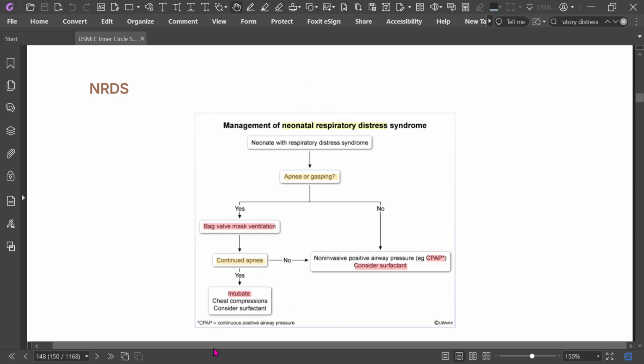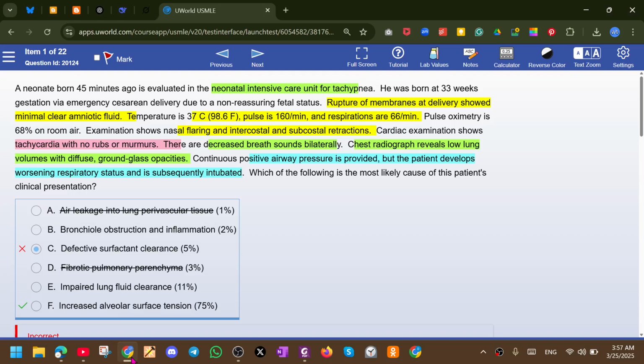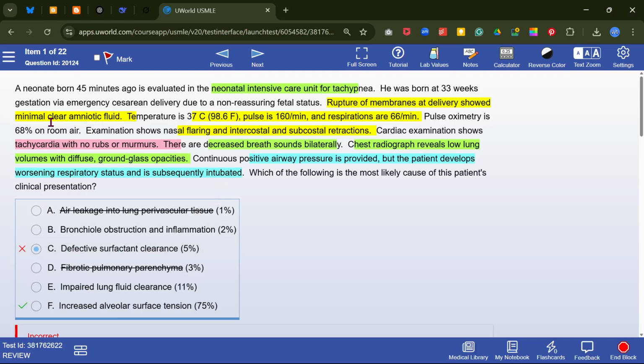Let's dive into neonatal respiratory distress syndrome. Before this discussion, I would like to see some questions. Start with this. This neonate was born 45 minutes ago in the NICU and is evaluated for tachypnea. He was born at 33 weeks of gestation, rupture of membranes at delivery, minimal clear amniotic fluid, no fever, pulse 160, respiration 66, pulse oximeter only 68% on room air.